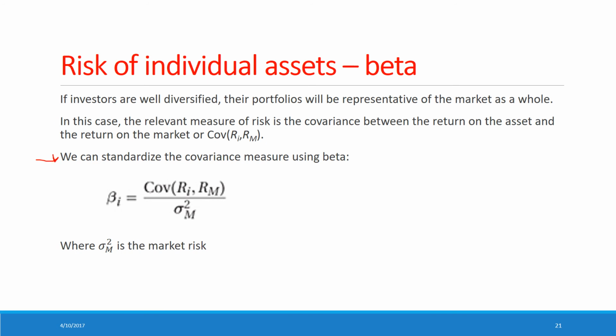To standardize our covariance measure, we can use a measure called beta. So beta is simply the covariance between the individual asset and the market returns, scaled by the market variance, right? So the only thing that is related to the individual asset here is the covariance between the asset and the market portfolio, right? So this beta measure therefore reflects the fact that only the contribution of the asset to the total market-wide variation matters in asset returns, right?